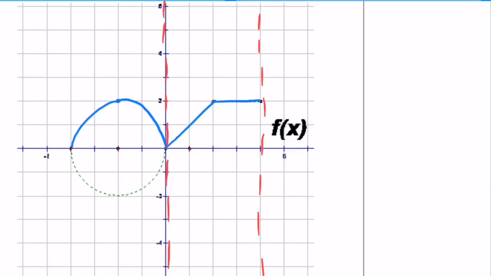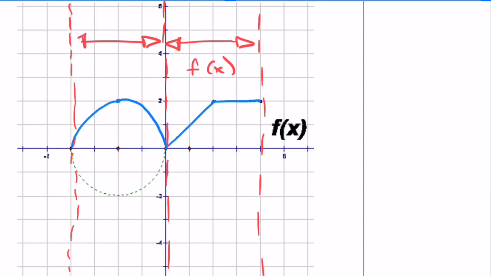So I want to know what's the domain of f(x) and what's the domain of -f(x). So basically that's saying where does it stay the same and where does it get reflected. So the first region between 0 and 2 is f(x) because it stayed the same. And then the second region between -2 and 0 is -f(x) because that's where it got reflected. So everywhere it stays the same is f(x), and everywhere it gets reflected is -f(x).